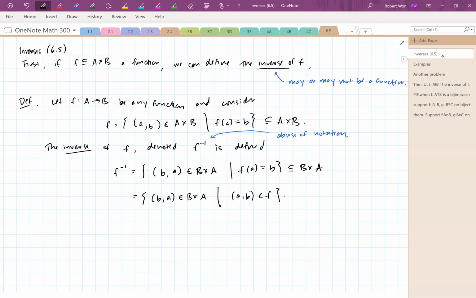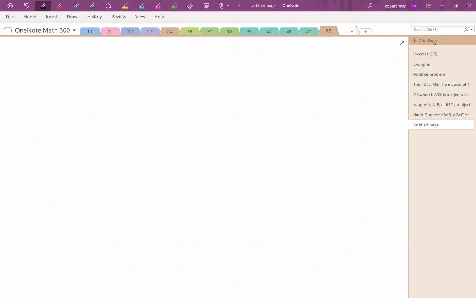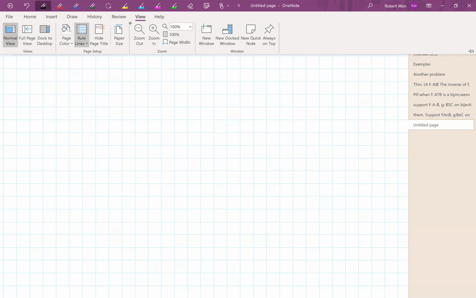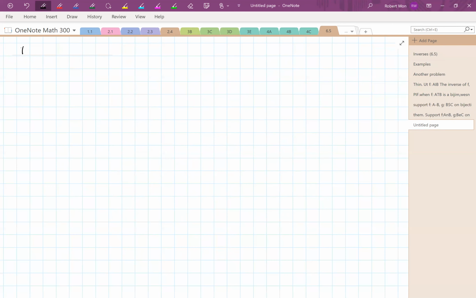If f is not bijective, the inverse may or may not be a function, but it is an example of what we call a relation. So this is the contents of chapter 7 on relations. So I still have about 13 minutes or so to talk about these, so I'll get started.